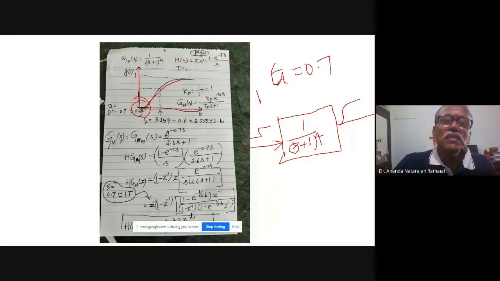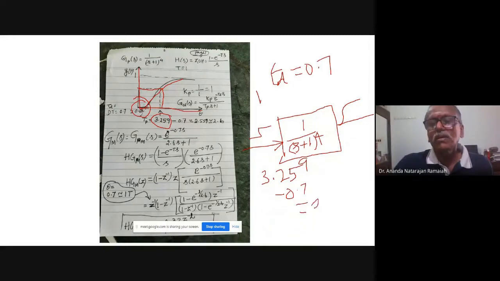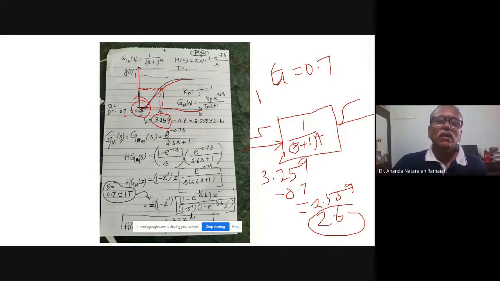Then if you see the time taken to reach 63.2%, the time is 3.259 seconds. Minus the dead time, approximately 0.7. If you subtract, you get 2.559, say 2.6 seconds. So the time constant is 2.6 seconds. Therefore, the approximate mathematical model of the process is e power minus 0.7 s upon (2.6 s plus 1). Here Kp equals gain; you gave a unit step input and got a unit step change, that's why 1 by 1 equals 1. So what is the mathematical model?